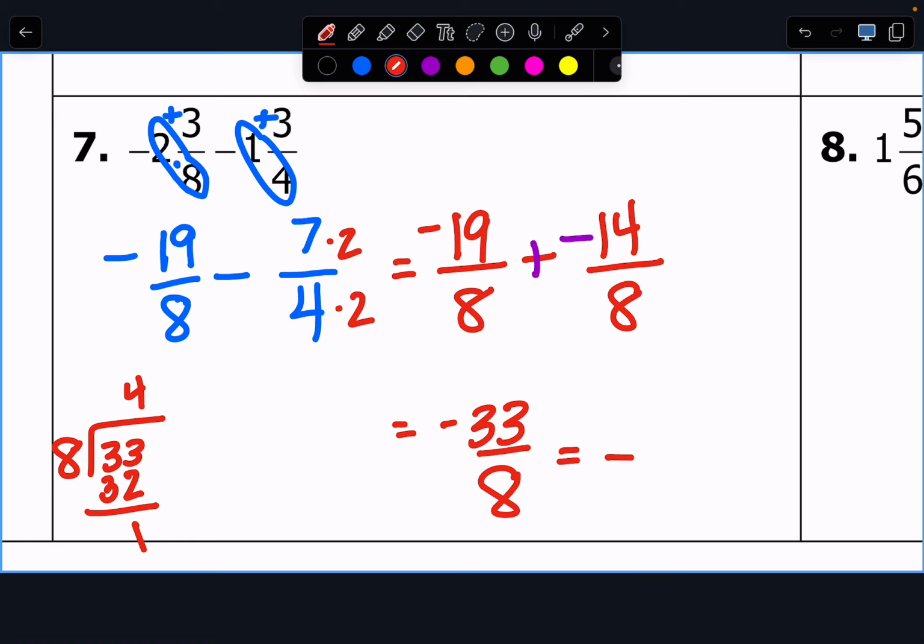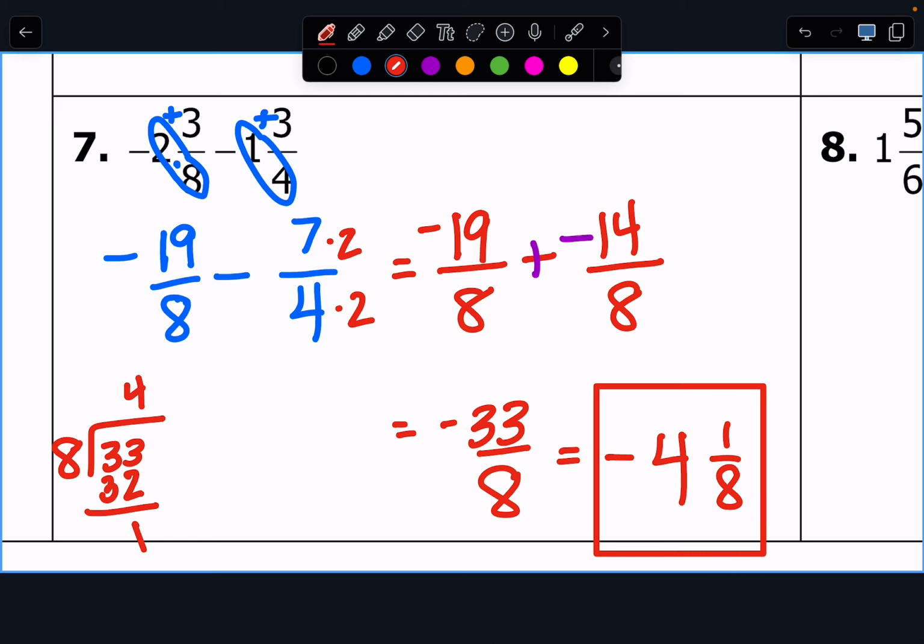8 went into 33 4 times with 1 left over. So we have 4 1/8. We just have to make sure that we keep that negative sign out front. Marshall, are you okay with that? I think you were kind of in another world there for a moment. Just wanted to make sure you were with us. Yeah, I'm with you. Okay, thanks.